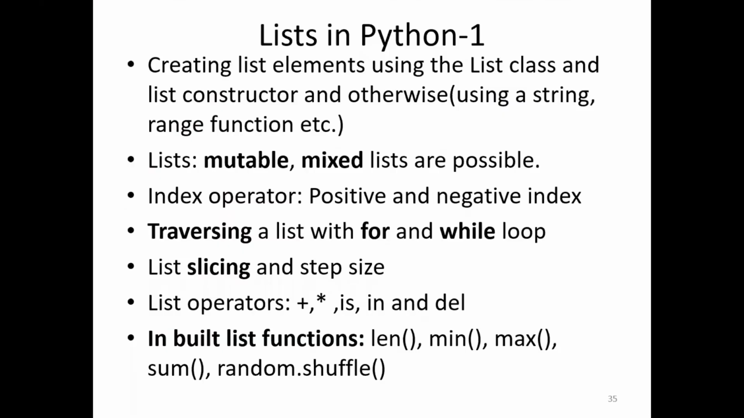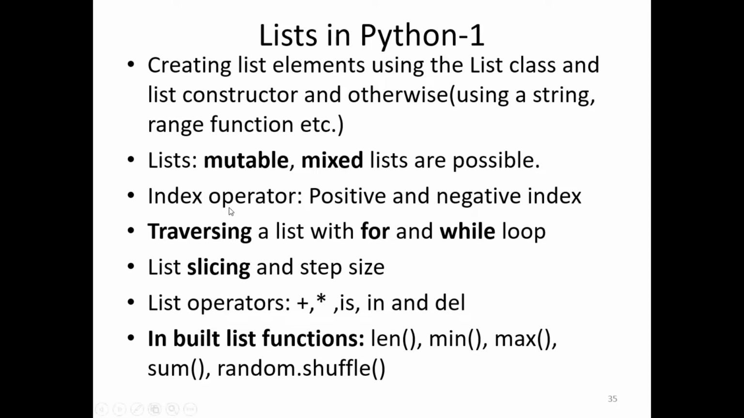So just a quick recap of the topic list that we covered yesterday in our class. We can create list elements using the list class constructor, and otherwise also we can create a list from a string or using the range function. Then we have learned that lists are mutable. That means you can alter the lists, and mixed lists are possible. That means a list can contain integers, floats, as well as strings.